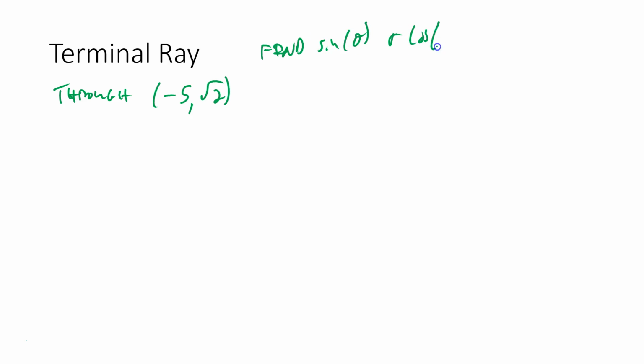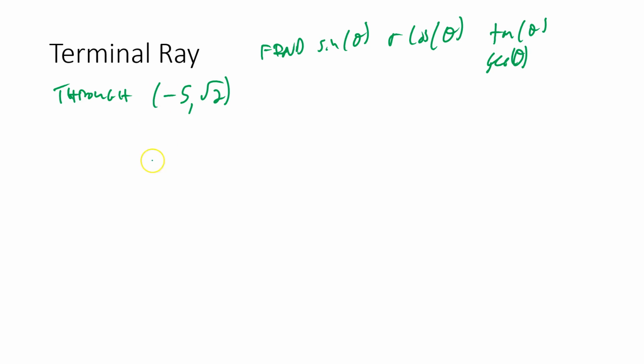What do we got here? I got terminal ray passes through negative 5 root 2. Okay, and for all these, you're going to find sine and cosine. So sine of theta and cosine of theta. And if you want to, find tan and secant, cosecant, cotangent. You can do that as well. It's just going to be using SOHCAHTOA after you get the triangle.